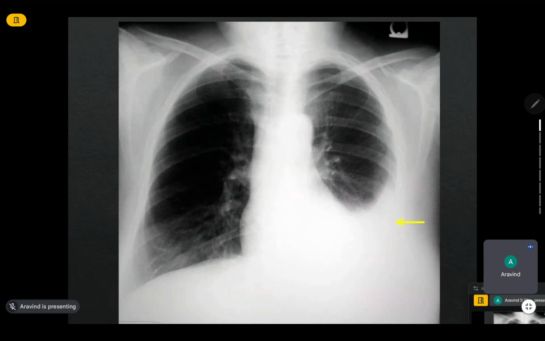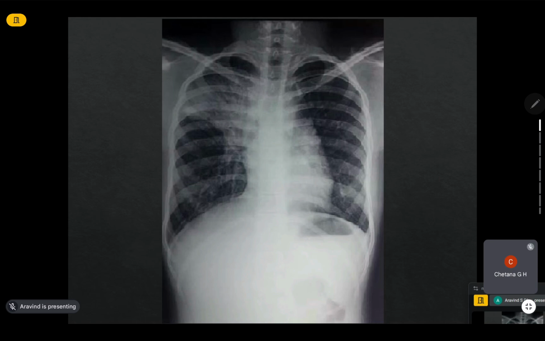Could anyone interpret? Left-sided pleural effusion. Yes. How could you justify? So it is pleural effusion. Could you justify the answer? The costophrenic angles are blunted, with homogeneous opacity. Yes, more opacity, meniscal sign, concavity. And there is also tracheal shifting towards the opposite side. Yes, yes. And what about this?